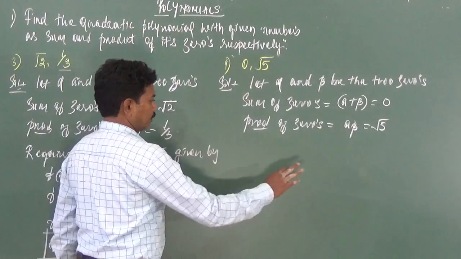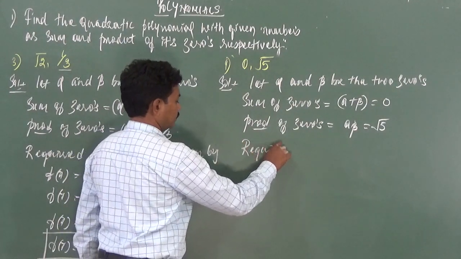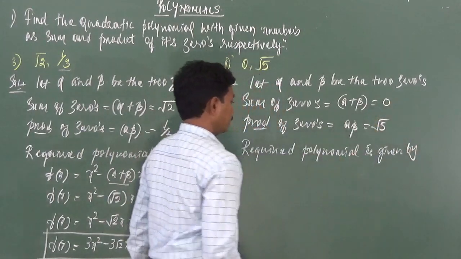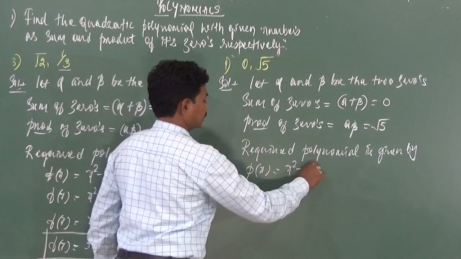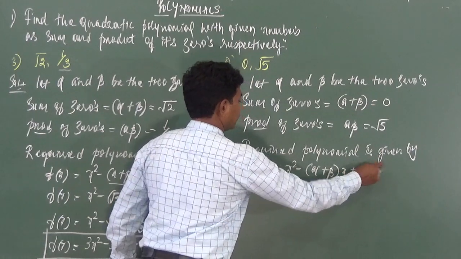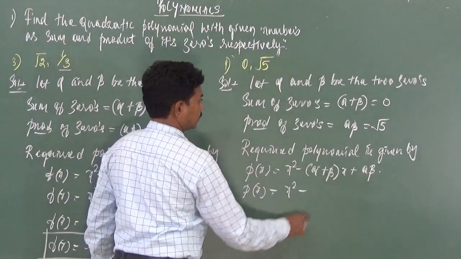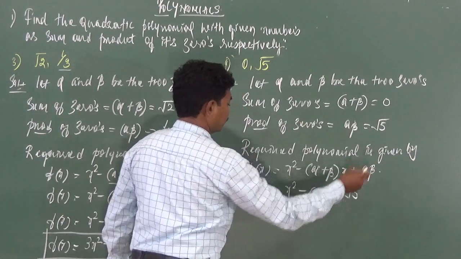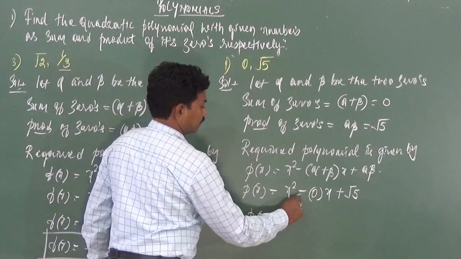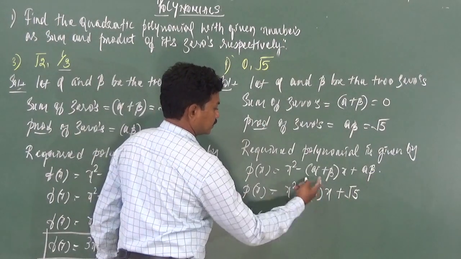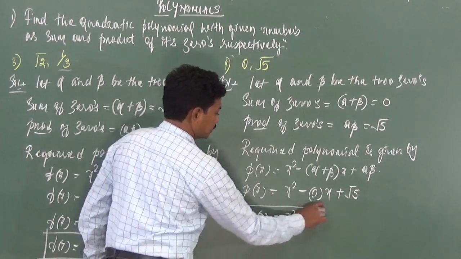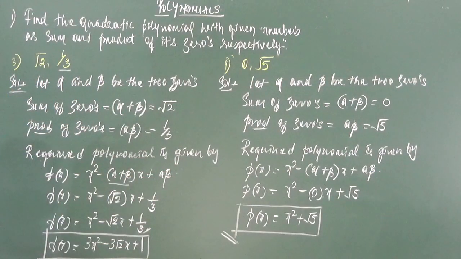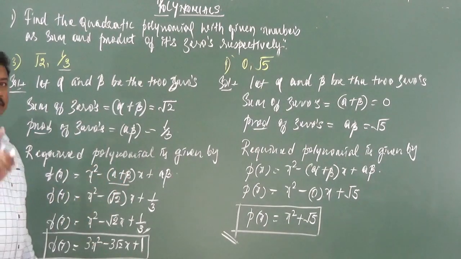I hope you are feeling easy. So we will frame the equation. The required polynomial is given by p(x) = x² − (α + β)x + αβ. So p(x) = x² − 0·x + √5. Bring it to the standard form: the term 0·x gets cancelled, so x² + √5 is the required polynomial. I hope you are feeling it easy. Four problems are over, still more to come. Until now, these problems can be asked for 1 or 2 marks.